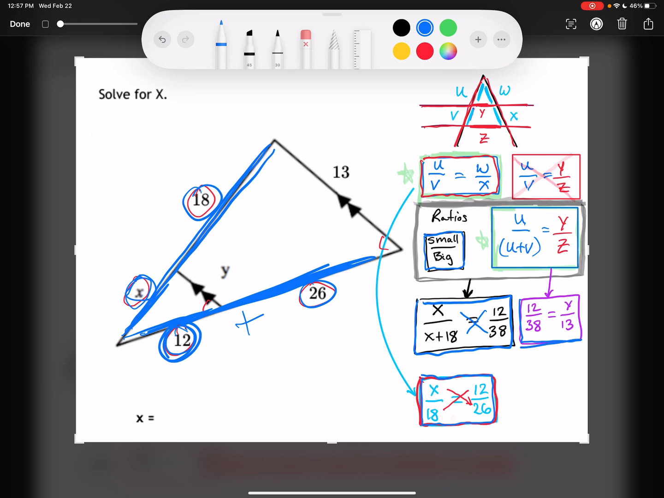I'm going to put a box around it now in blue. And then the other ratio then will be y, the small, over the big, 13. And as you cross multiply and solve this one, this is how you solve for y. So there's only one way to set up the y proportion. There are two options, as you can see, that are in green here that you can do for the x.